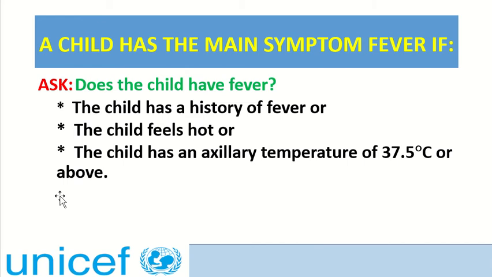If the child doesn't have any general danger signs, we will ask about the main complaint. And if the child has one of the main complaints as a fever, we need to confirm that the child has symptoms of a fever. And by this, we have one of 3 scenarios. First of all, if the child has a history of a fever, or the child feels hot by the mother, or the child has an axillary temperature reading of 37.5 degrees centigrade or above.